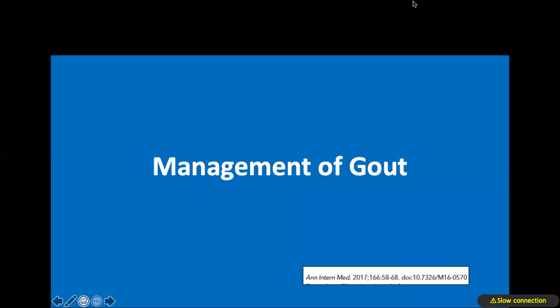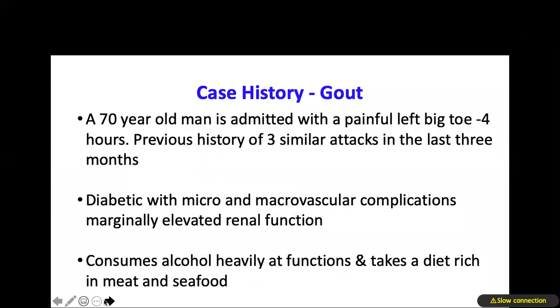Okay, right. So let's move on to the management of gout. Gout is not rare now. It's actually much commoner than when I was a medical student many decades ago. So this is a 70-year-old man with a painful big toe who has micro and macrovascular complications, very heavy alcohol use, and takes a diet rich in meat and seafood, right? Because of all those reasons, he has features of acute gout.